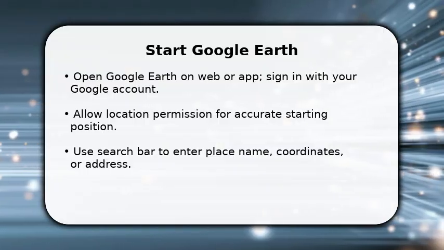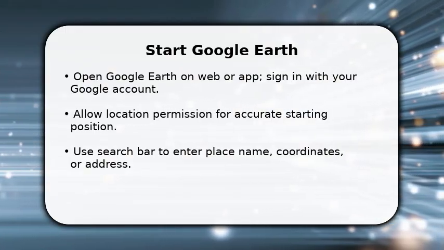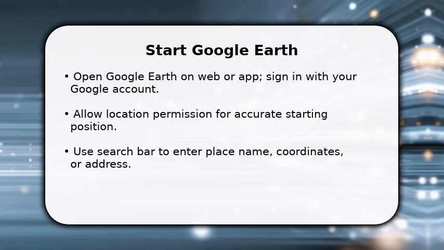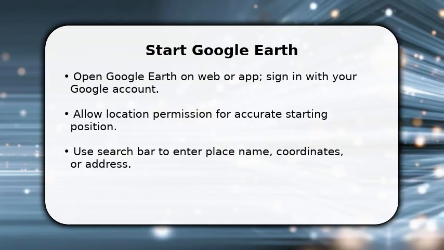You begin by launching Google Earth in your browser or the app. Sign in so your preferences and saved places load. Once done, grant location access to center the map near you. This helps with contextual zooming.